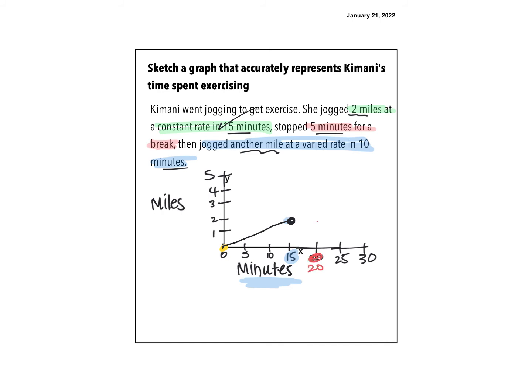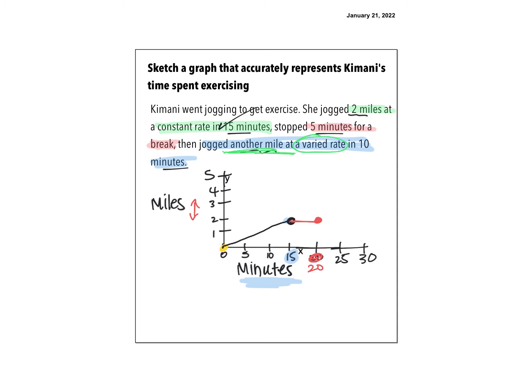To get her to 20. And she took a break. She's not traveling any miles. So her miles should not be going up or down here. They should be staying the same for 5 minutes. Okay, and then the last part says now she jogged another mile at a varied rate. So that means it's going to be a curve. And it took her 10 minutes.